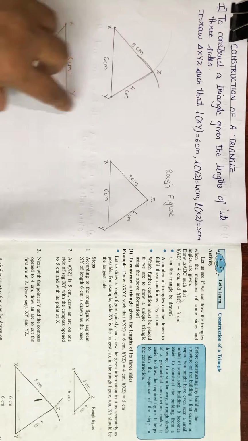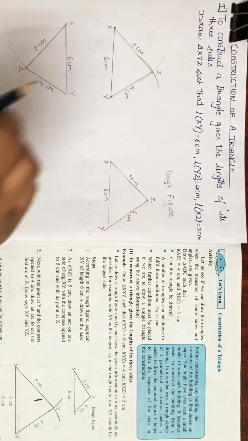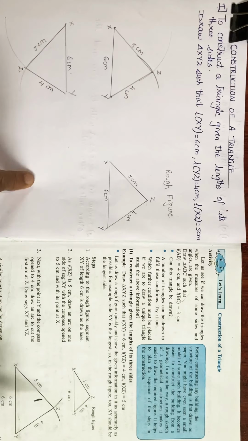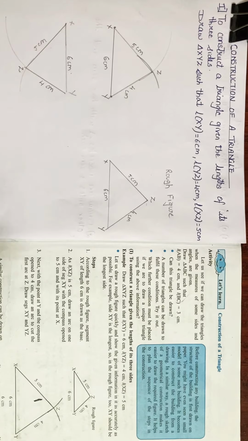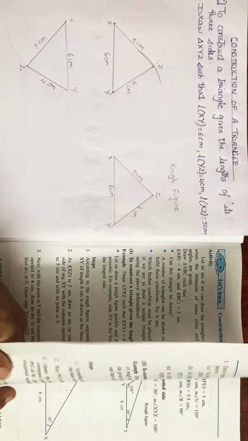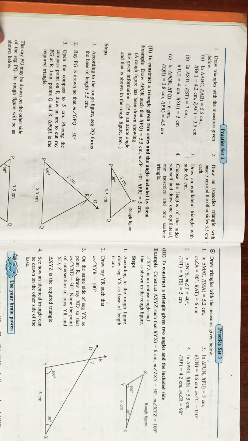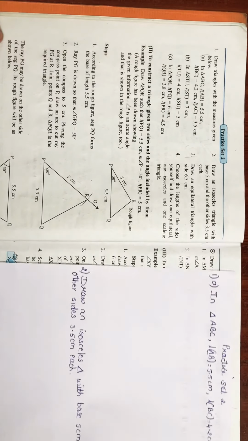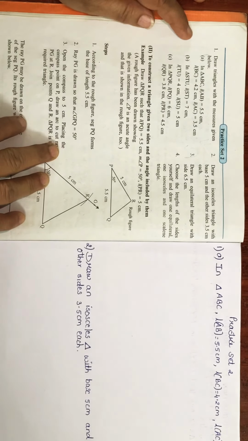So I hope you all have understood the method to draw the triangle given the lengths of its 3 sides. Here also you can draw the rough figure. Okay, children. So let's see the exercise. Let's go to the exercise and solve it. So practice set 2. Here in the practice set 2, we can draw the triangles with the given measures. So I'll draw some triangles.